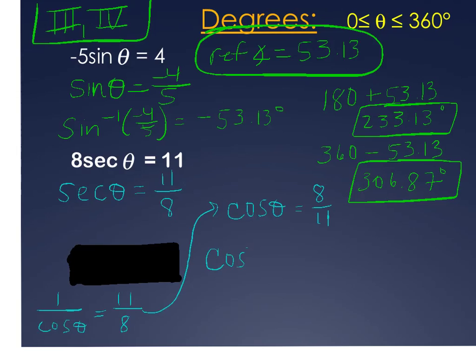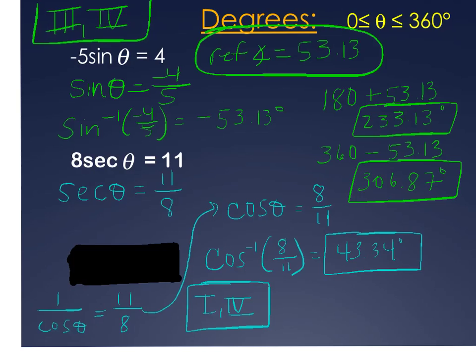At this point, we can then take the cosine inverse of 8 over 11. Since we're taking the cosine of a positive, we want answers in quadrants 1 and 4 because that's where cosine is positive. And when I plug that into my calculator, I get an answer of 43.34 degrees. Now, since I want an answer in quadrant 1, that's it. So we don't have to do any work for that one. We also saw in our green example up here, to get an angle in quadrant 4, we take 360 and subtract 43.34, or whatever our reference angle is. And in this case, our second answer gives us 316.66 degrees.